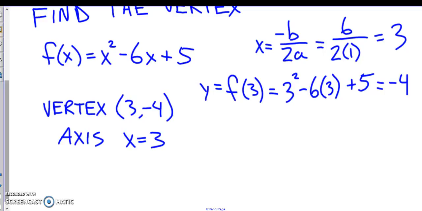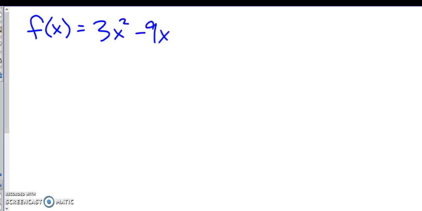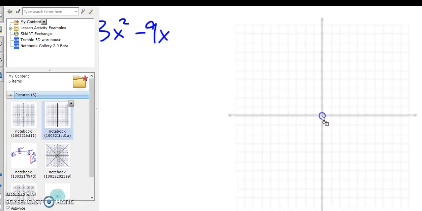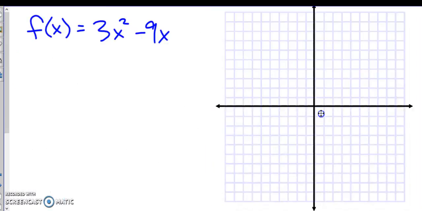All right, let's do another one. And this time, what we're going to do is we're going to add on a little bit. Once we find the vertex, we're going to try to graph this thing. So this time I'm going to have f of x equals 3x squared minus 9x. So if I want to find the vertex, I guess we should probably get a grid here. There's my grid, so let's find the vertex first.